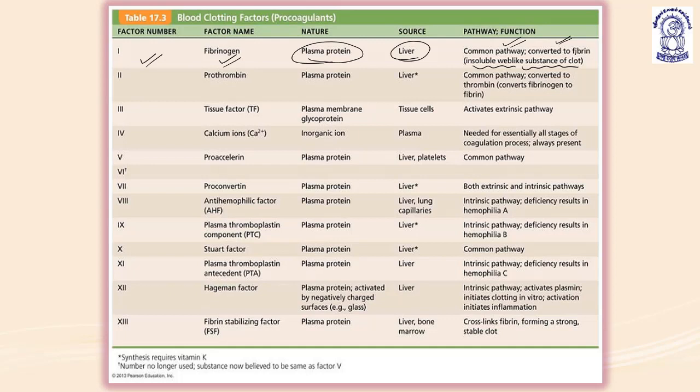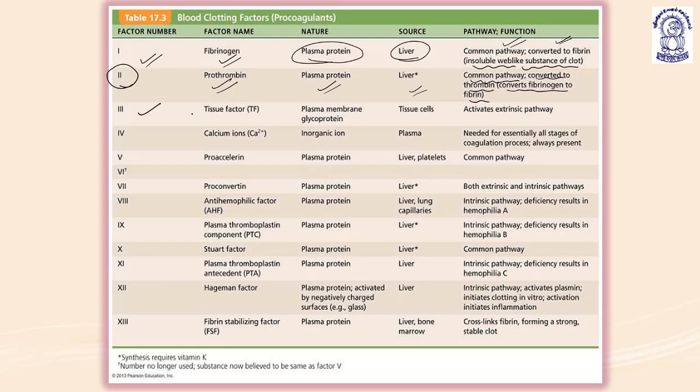Understood? Then prothrombin. It is the second factor. It is a plasma protein, source liver. It is also involved in the common pathway. Prothrombin is converted into thrombin, and thrombin converts fibrinogen into fibrin. You know that, okay?